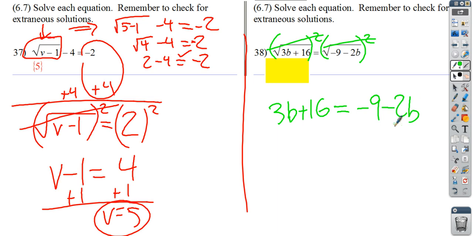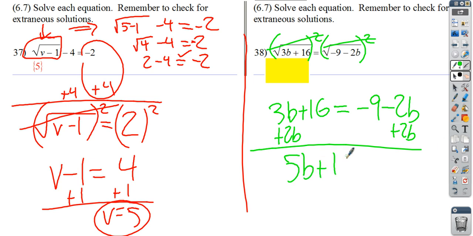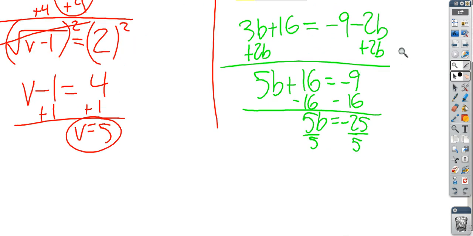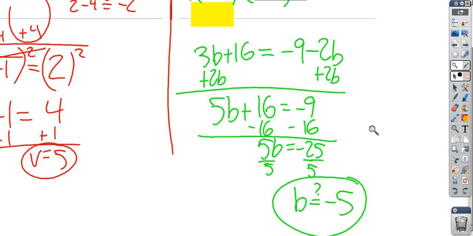Let's move all the b's to the same side by adding 2b. So we get 5b plus 16 is negative 9. Let's move the 16 over by subtracting it. So we get 5b equals negative 9 minus 16, which is negative 25. We'll divide both sides by 5. And we wind up with b equaling negative 5. I'm going to put a question mark because we're not sure yet. We haven't checked to see if it's extraneous.